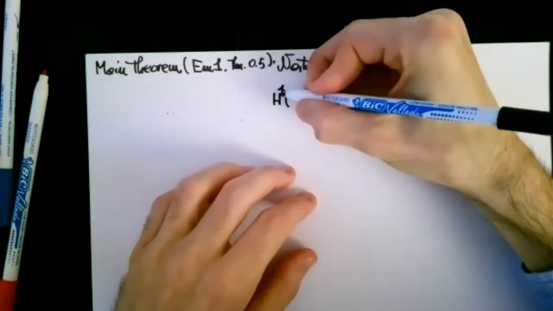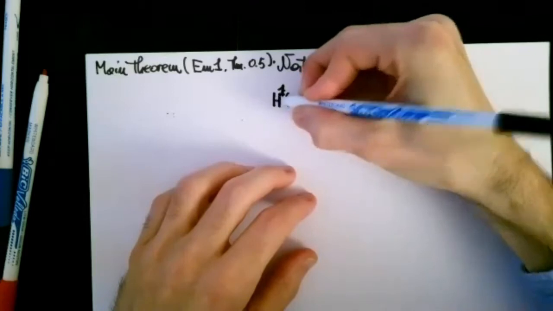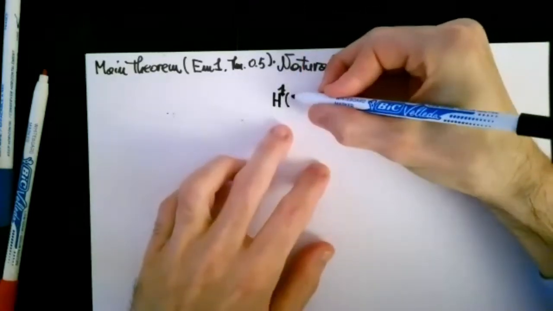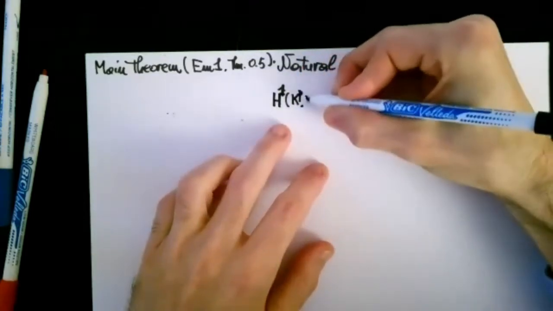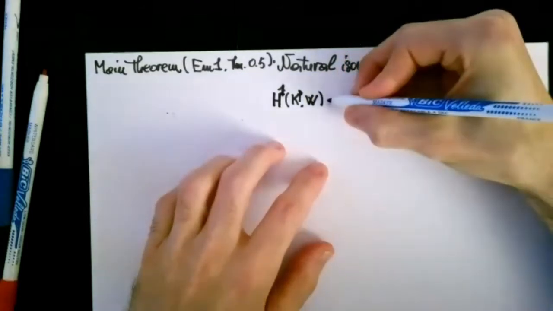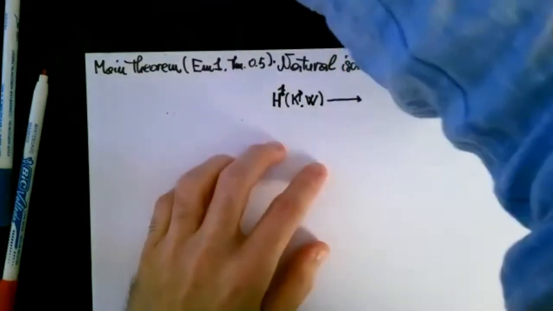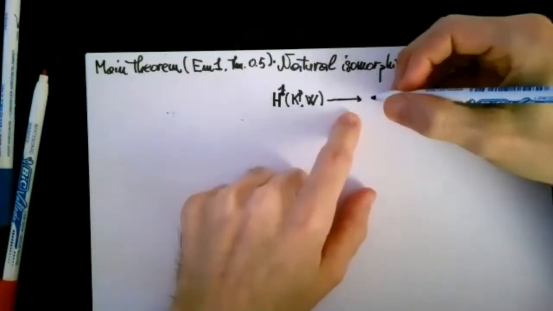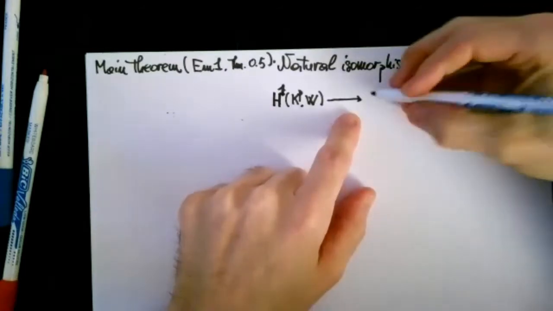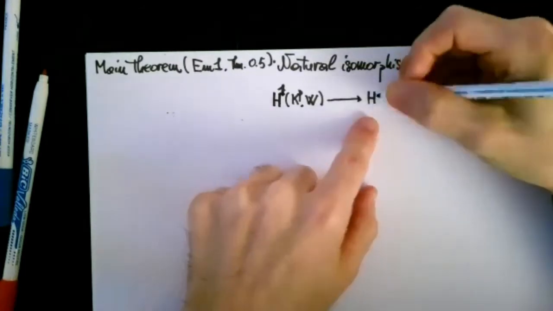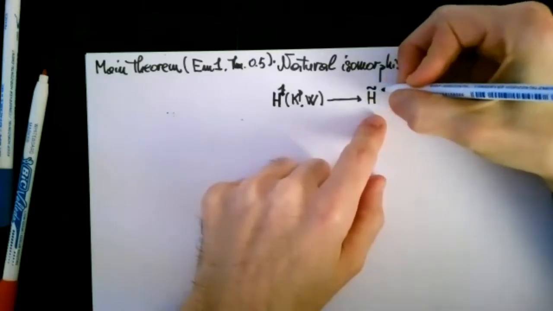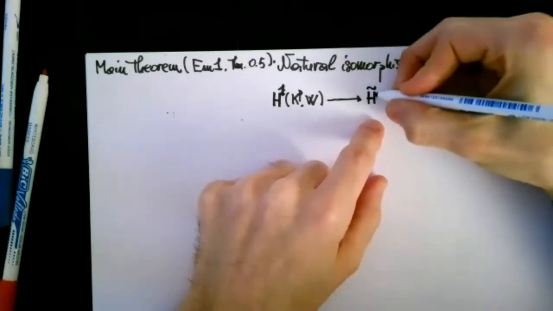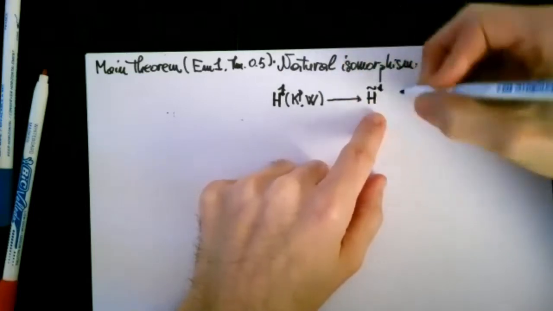Sorry, I'm considering Shimura curves, so I'm considering just the H^1. So I consider H^1 of K^p, W. We have this natural map to here, to the completion. And then we compose with the closed embedding from before. So we have this map. Note that it's not clear, in fact it's false, that this map in general is injective.